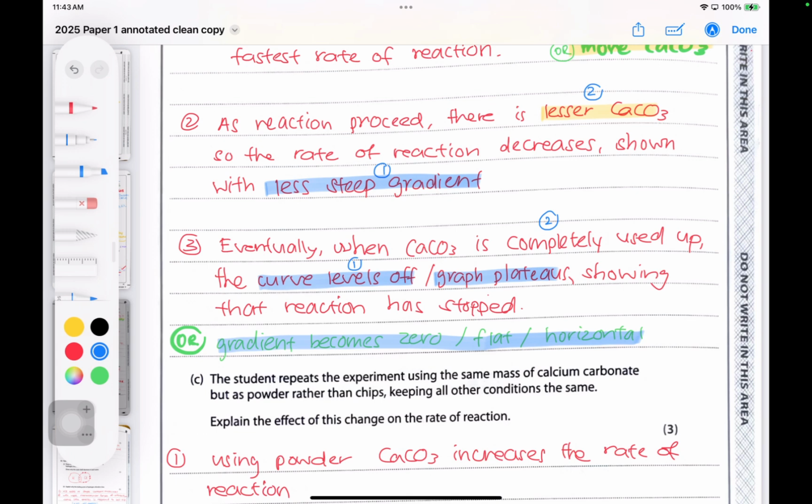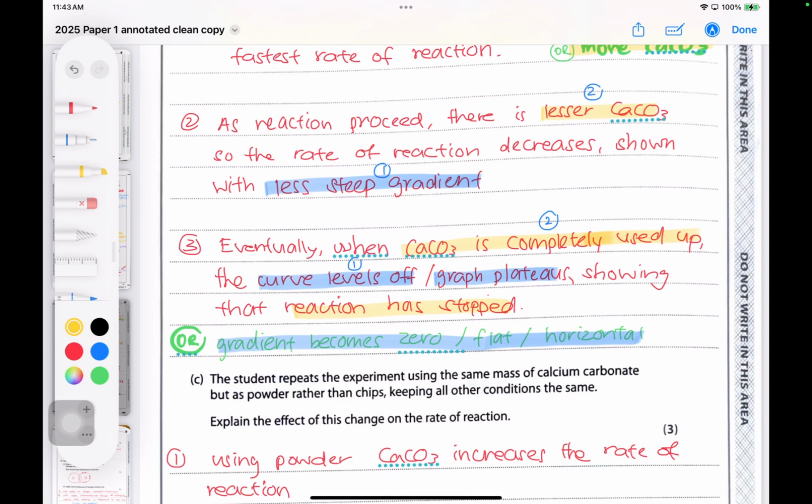And why is it that the gradient becomes flat? It's because the reaction has stopped. And why has the reaction stopped? It is because calcium carbonate is completely used up. So that's how you get 4 marks.